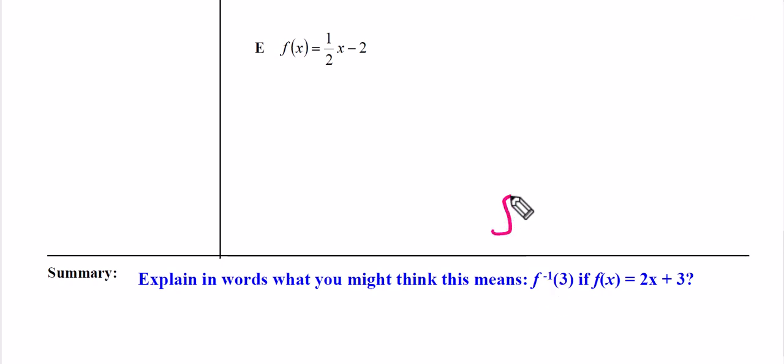For your summary, you know what f negative 1 of x means. We've talked about the whole process. But what if I then had you put a number in there? And here's an example of a function, f of x. So what would that mean? Well, hint, you know what this means. So you'd probably find that first before you do any input.